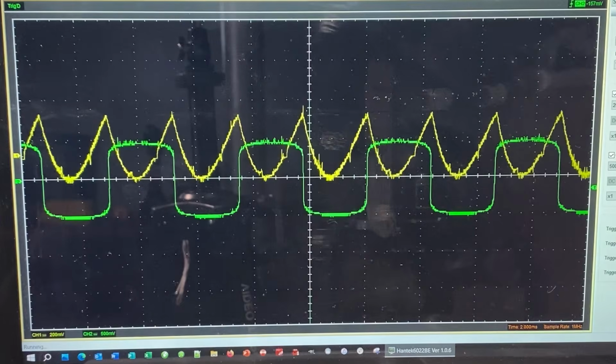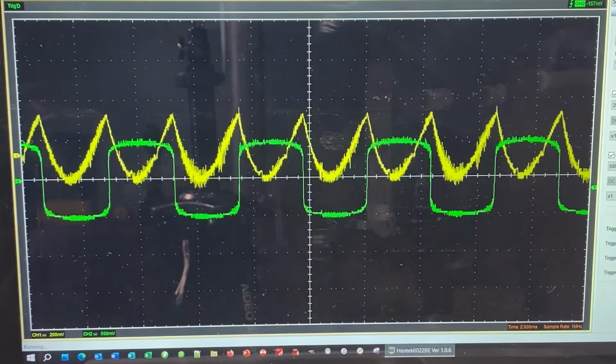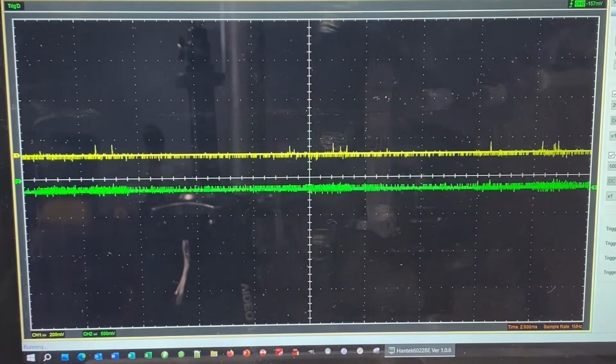I know what you're thinking. What does this sound like with a guitar running through it? And will I get an octave up? Let's find out. A few moments later.